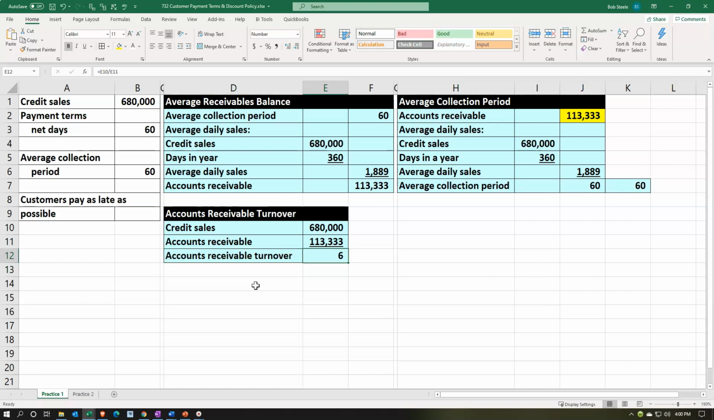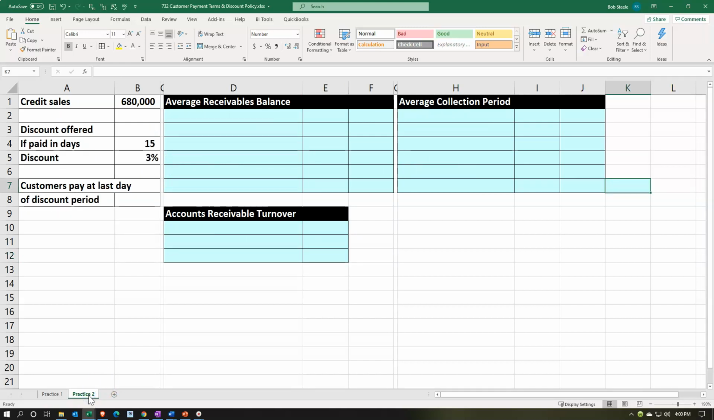Now, what if we made an adjustment to this? We could say, okay, I would like to get the money sooner because we know with our cash management, we would like to collect on it sooner. So we could have a policy. We could say, well, I'm going to go to the second tab.